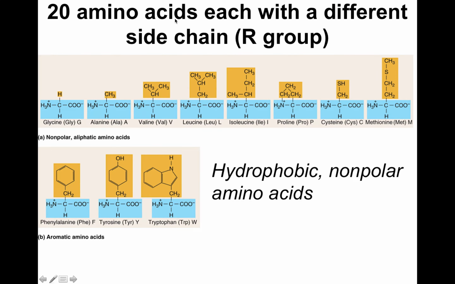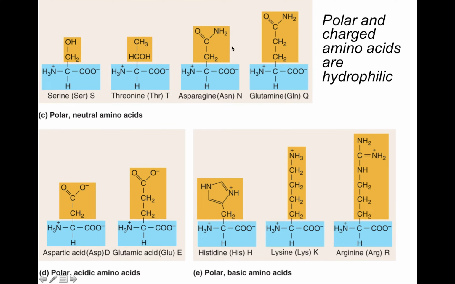There are 20 amino acids, each with a different side chain or R group. The smallest is glycine. Its R group is just hydrogen. The largest is tryptophan. It has a very large ring structure as its R group. Amino acids can be divided into different subgroups based on their hydrophobicity and polarity and charge. So these are all the hydrophobic nonpolar amino acids. These are the polar and charged amino acids that are hydrophilic. And then we have some other polar amino acids that are acidic and some that are basic.